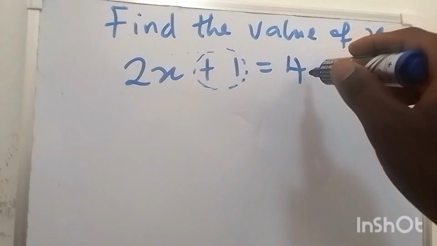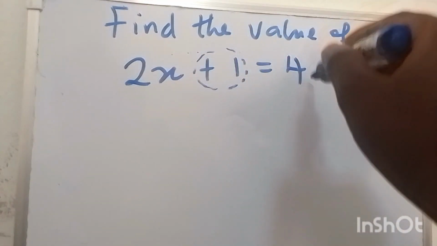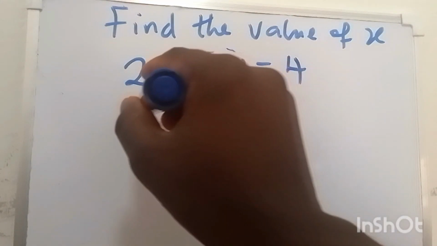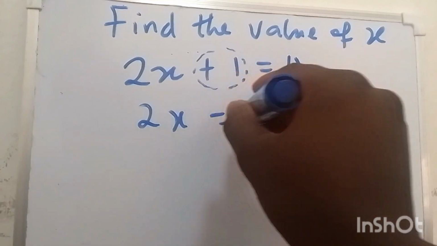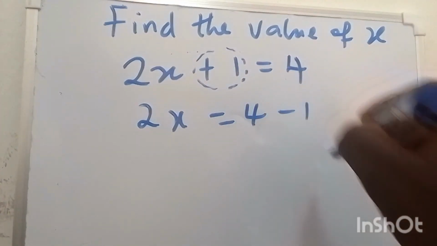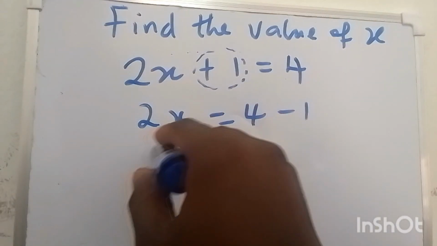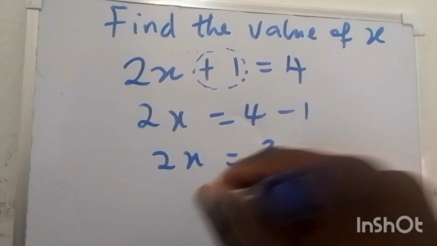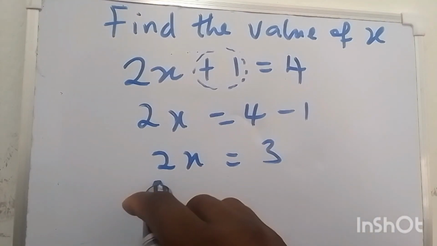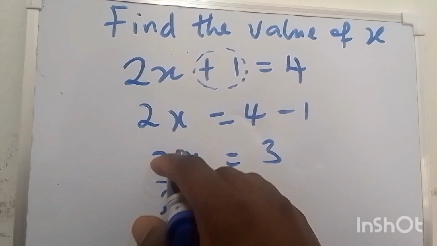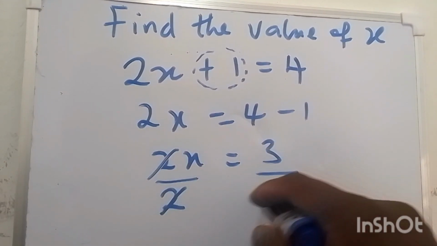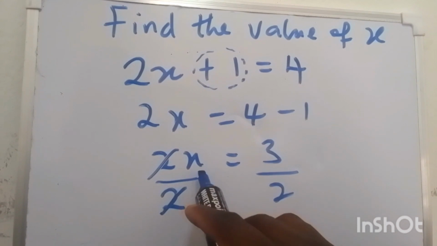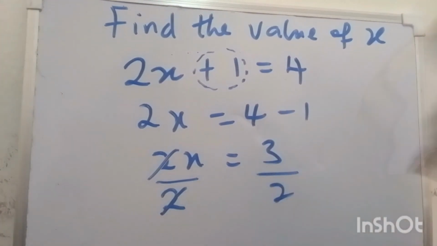Move it to this side because this does not have x and this does not have x, so we move it to this side. So we have 2x equals to 4 minus 1. So we have 2x equals to 3, that is 4 minus 1 equals to 3. Because we need the value of x, you are going to divide both sides by 2, and the value of x equals to 3 over 2.